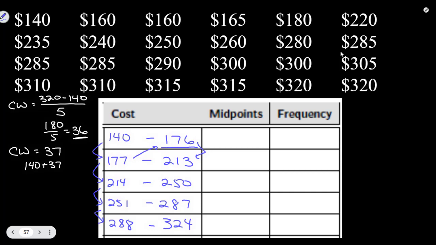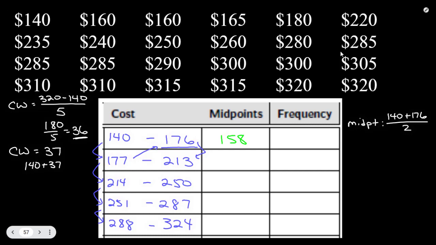Now to find the midpoints. Midpoint. And I'm going to find the midpoint of that first class. We're going to take the two values and add them together, 140 plus 176, and then we divide by 2. We just take the average of those two boundary points. So 140 plus 176 is 316 divided by 2, and that gives us 158. So our midpoint here is 158.